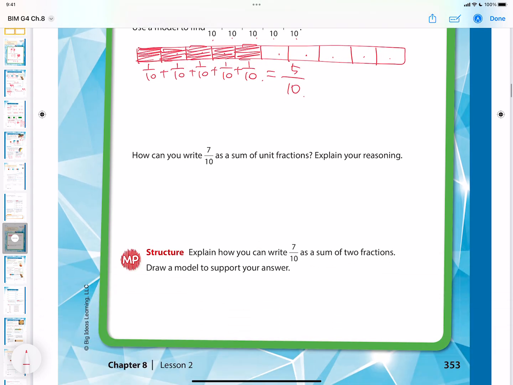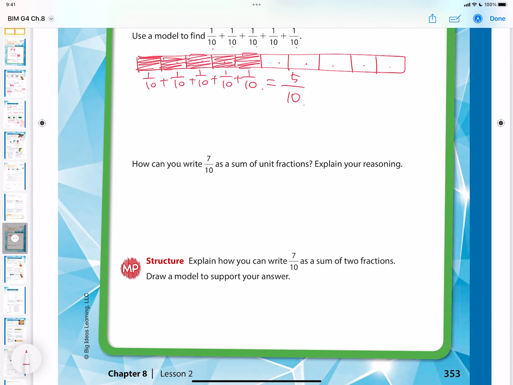Now, how can you write 7 over 10 as a sum of unit fractions? Explain your reasoning. So, what is a unit fraction? Any fraction that has 1 as the numerator. That is a unit fraction. So how can you write 7 over 10 as a sum of unit fractions? We need 7 unit fractions. 1, 2, 3, 4, 5, 6, 7 is equal to 7 over 10.